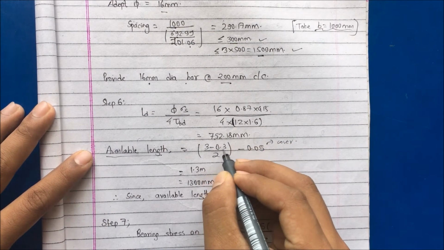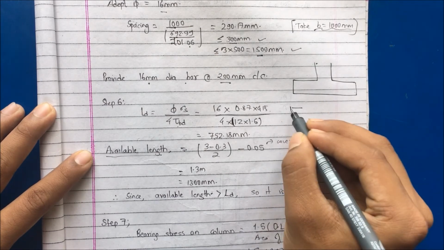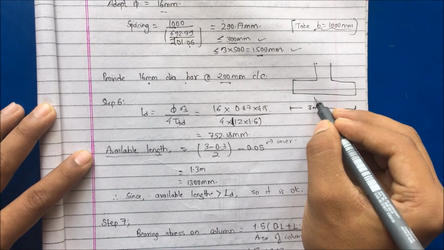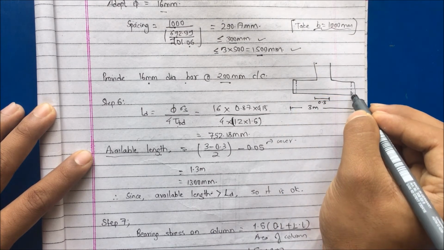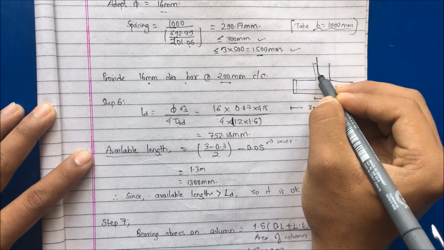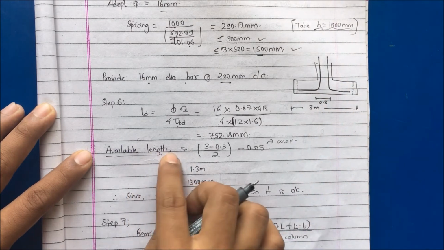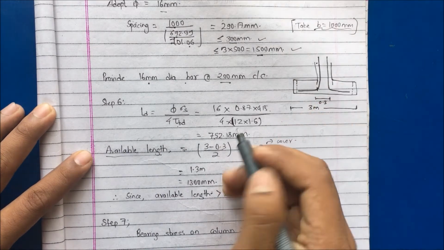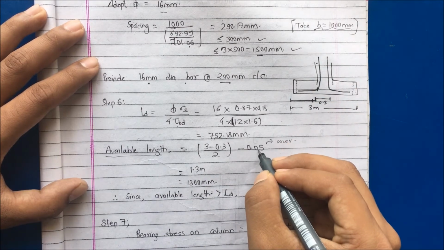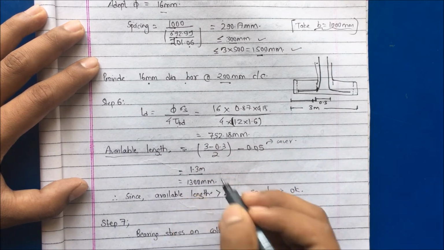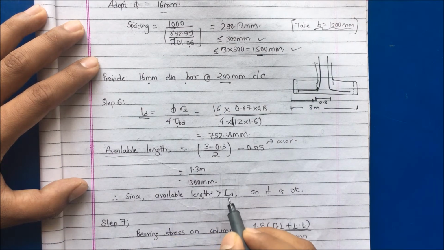So 3 minus 0.3. Why? Let me show you. This is 3 meter and this section is 0.3, and we have also provided a 50 mm cover, and the bar comes like this from the face of the column. So the available length of the bar is 3 minus 0.3 divided by 2, and we reduce the cover of 50 mm, that is 0.05, so this comes as 1.3 meter. This is the available length to accommodate the development length. The available length is greater than LD, so it is okay.